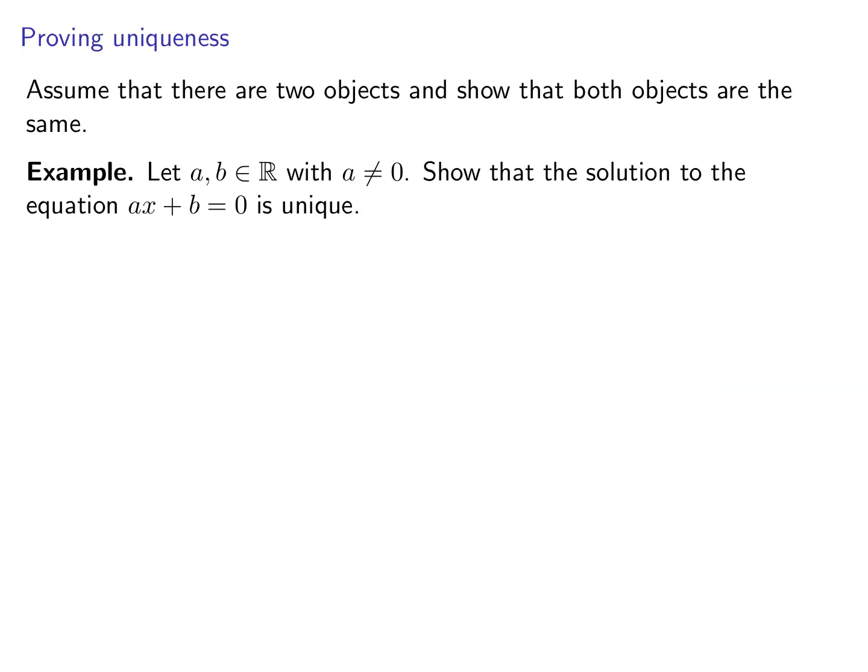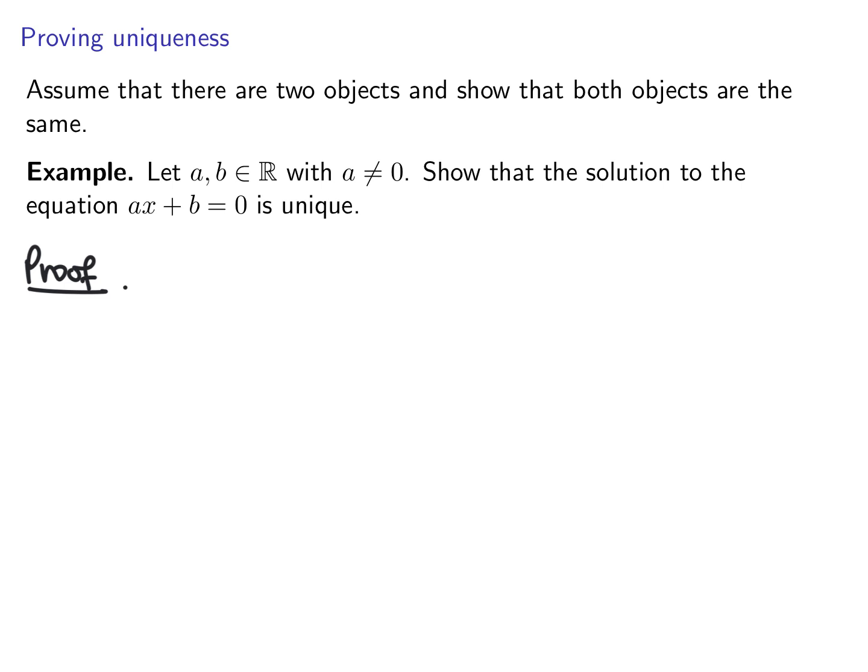Okay, our final thing here is proving uniqueness. How do we prove uniqueness? Well, assume that there are two of them, or once you find one, assume there's another one, and show that both objects are the same. I'm going to demonstrate this with an example. Let a and b be real numbers with a not 0. Show that the solution to the equation ax plus b equals 0 is unique.